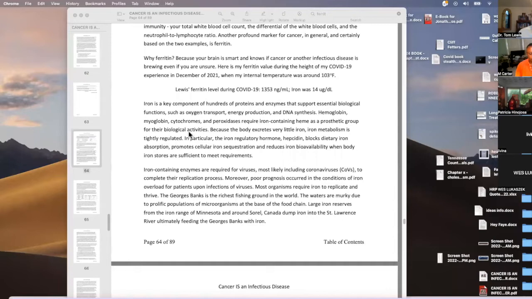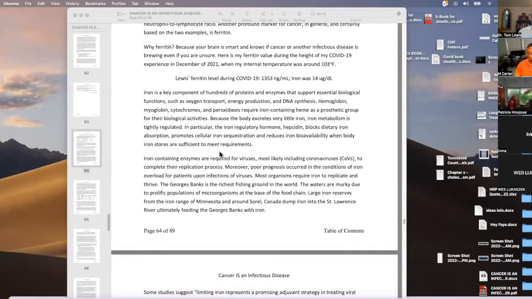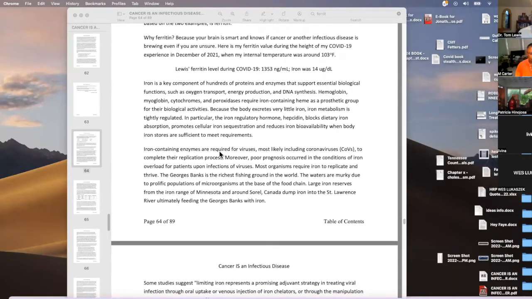But I've told this story before, how iron supports microbial growth: Georges Bank, the richest fishing grounds in the world. The St. Lawrence River drains out there, and Sorel, Canada, where Dr. Tremp grew up, and then the Iron Range out in Minnesota dump a lot of iron into that part of the North Atlantic. And the sunlight catalyzes the growth of algae in the presence of iron. And then the organisms thrive on the iron. So that's the richest fishing grounds in the world.